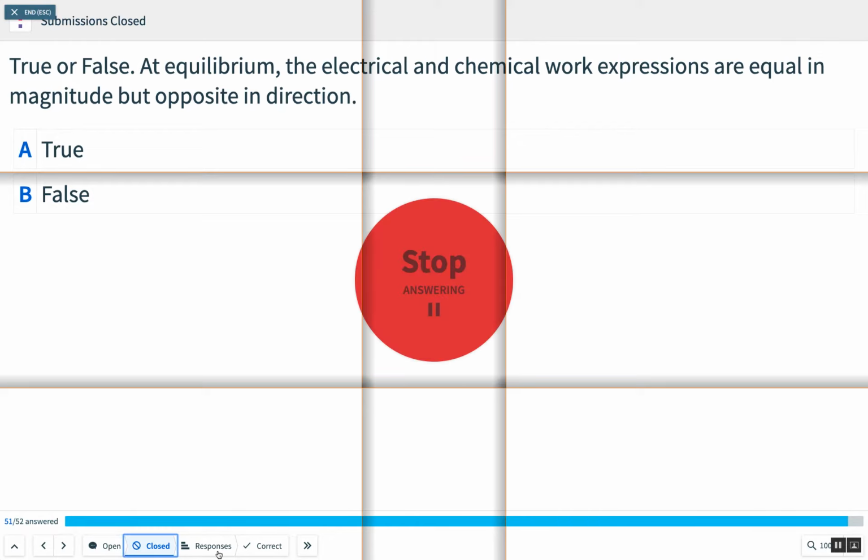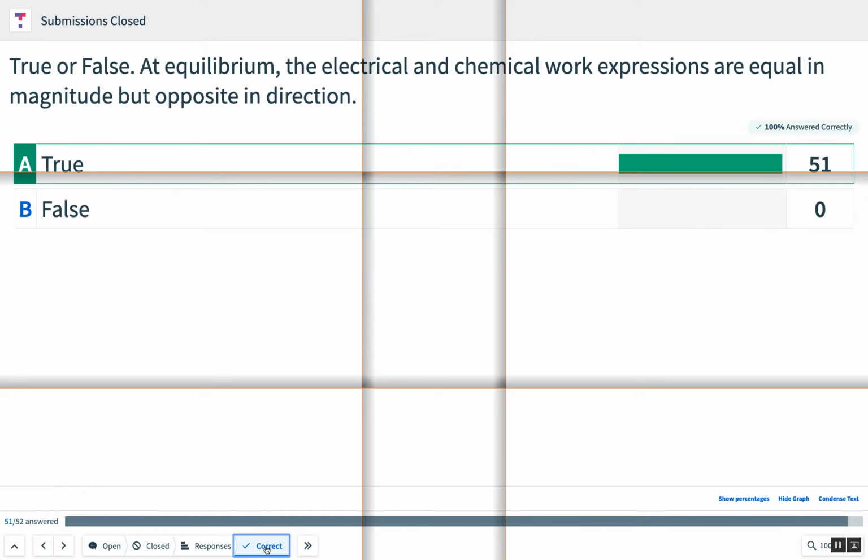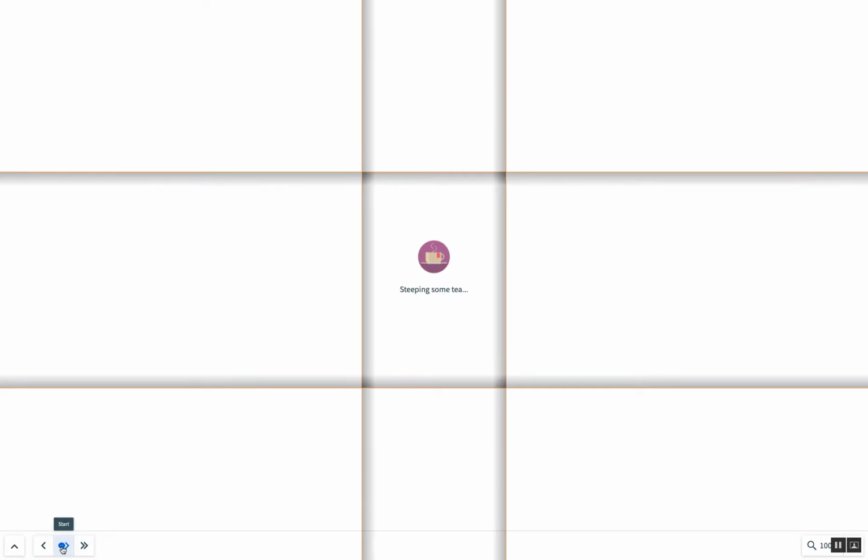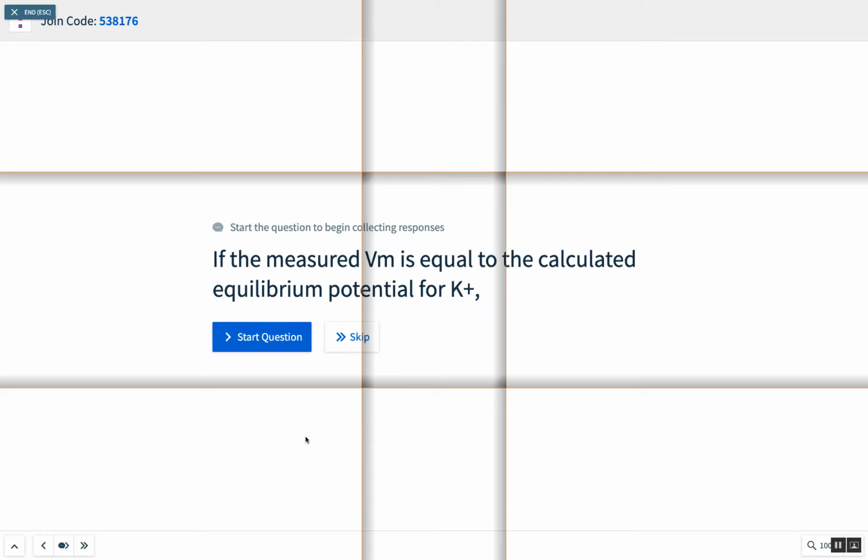And the correct response is, this is a true statement. Nice job. Everyone got that right. So I don't have to review. That tells me that you really know what electrochemical equilibrium is and how to think about the equilibrium potential. That's the voltage where you are at electrochemical equilibrium. All right, great job. Let's do this one.